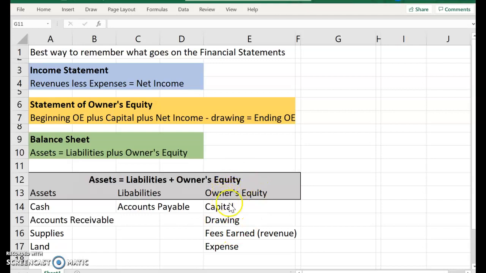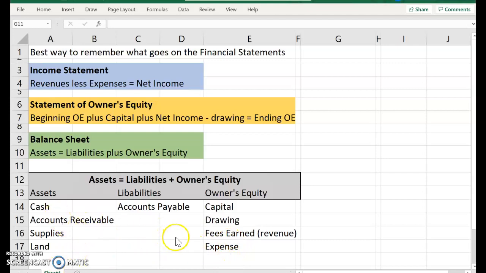And then owner's equity are going to be those things that increase or decrease the net worth of the business. So you have capital, which are your owner's investments, drawing, which are your owner's withdrawals. Fees earned are anything that you earn. So this could be consulting fees or whatever your business is, the fees that you earned. And expenses are anything that you spend.